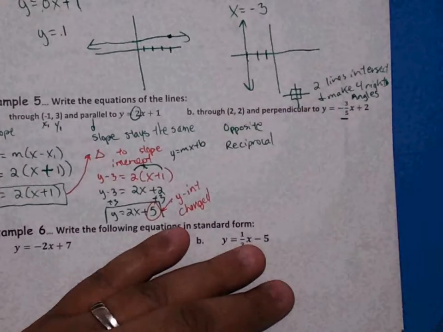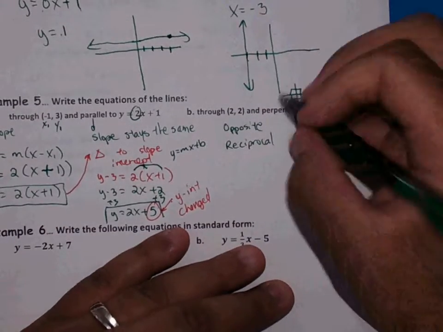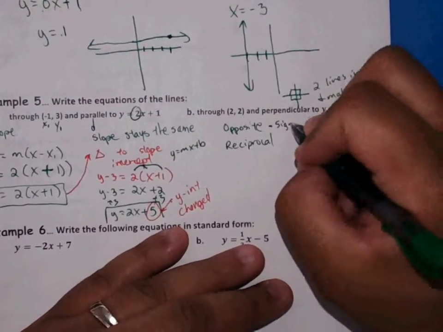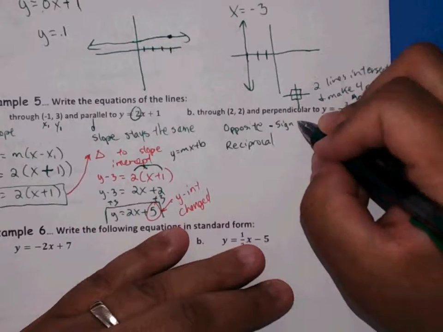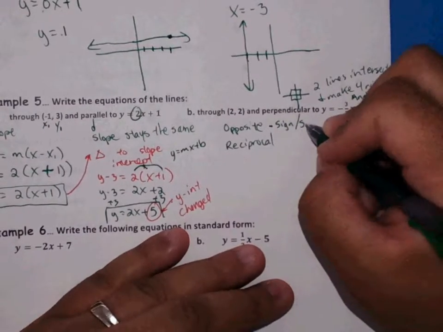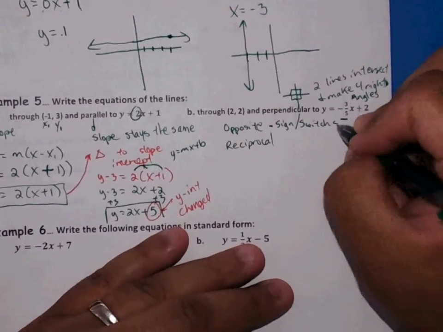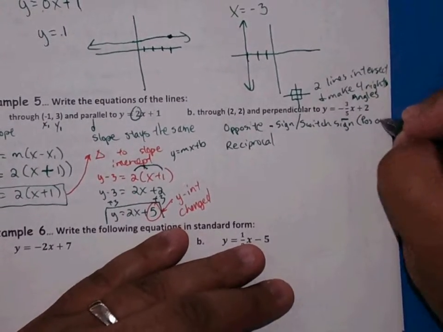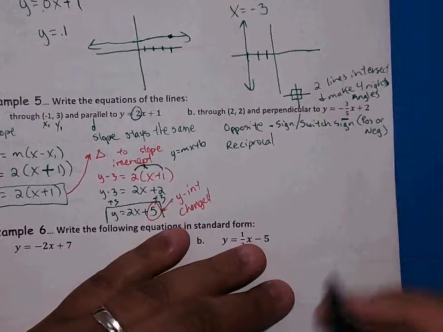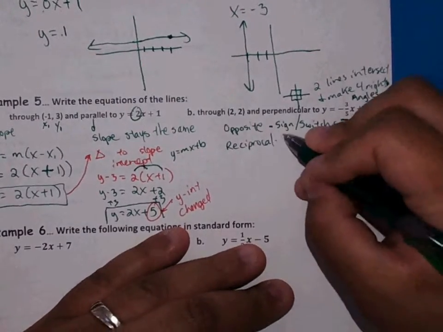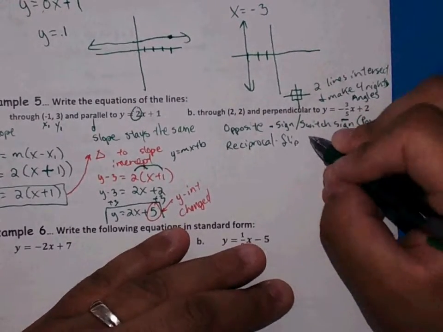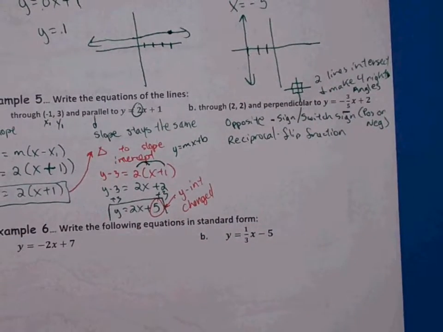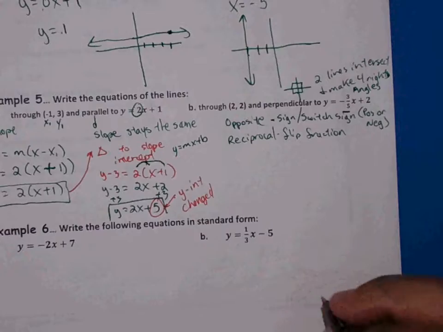10 points for group E. Still a solid answer. Opposite means the sign, or another way to say that is you switch the sign, and that applies to positive or negative. And reciprocal means that you flip your fraction. When you flip your fraction, the numerator and the denominator switch places.